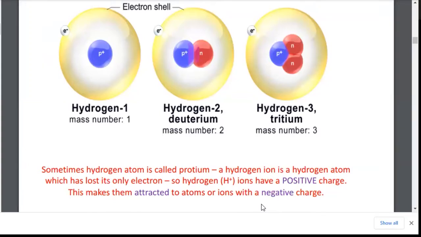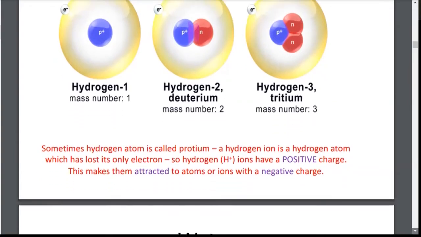So hydrogen ions have a positive charge, and this makes them very quickly attracted to atoms or ions which have a negative charge. And as we'll see as we go through this, this forms the basis of why hydrogen bonding happens and why it's so important.